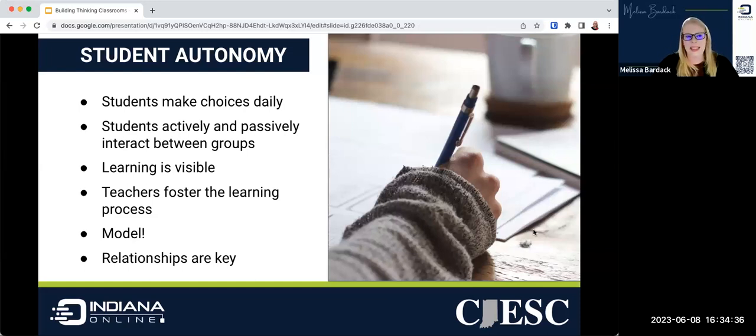Each of these pieces led to some student autonomy. With all of this, you kind of see it's student-led, it's student driven, with a teacher as the facilitator, beginning with those thinking tasks and then clarifying misconceptions and helping solve those thinking tasks moving throughout each unit. So students are making their own choices daily. How am I going to solve this? What are my next steps going to be?